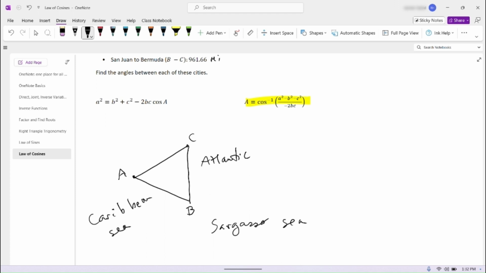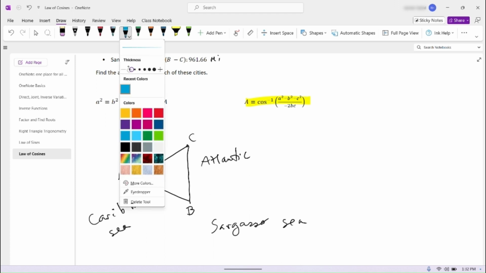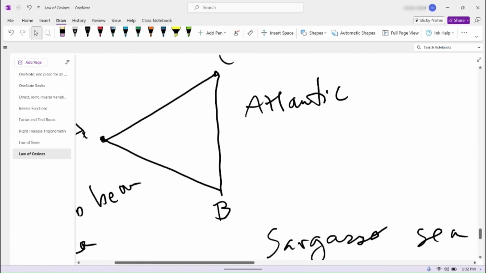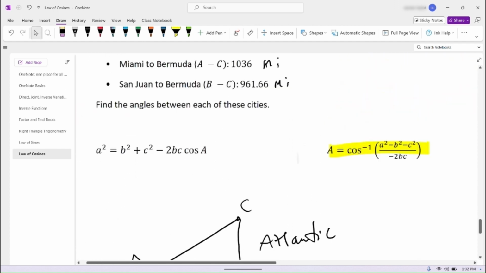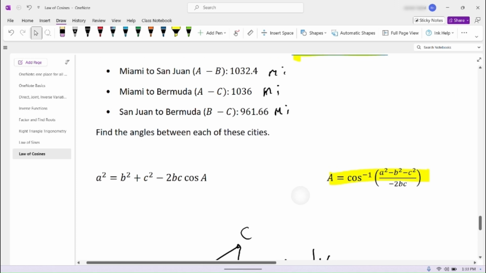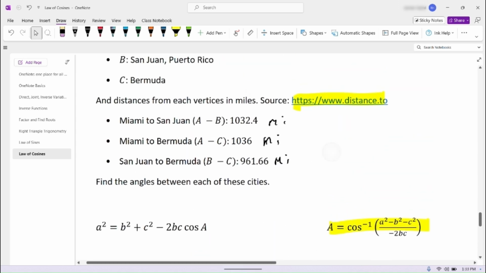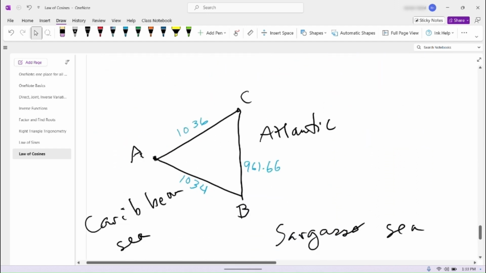So this is the triangle that we have. Let's put the labels in there also. I'm going to put those numbers in. Okay, make this bigger. So we have the distances from A to C. From Miami to Bermuda is 1,036. And then from Miami to San Juan is 1,032.4. And then this one is 961.66. That's the distance from San Juan to Bermuda.